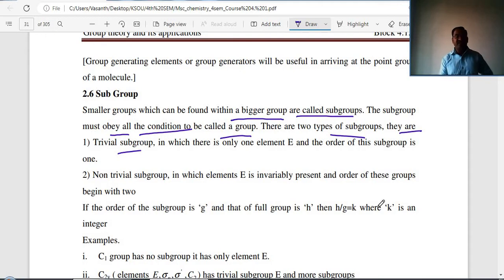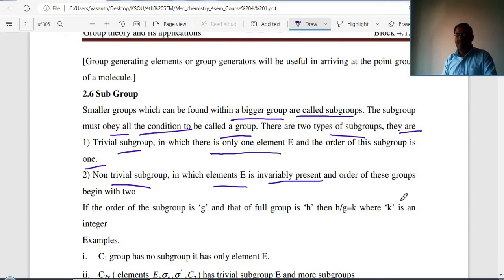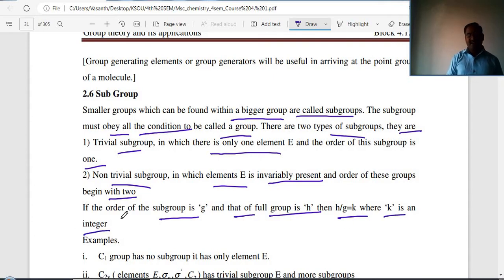Trivial subgroups are those in which there is only one element, E, and the order of the group is 1. Non-trivial subgroups always contain the element E, and the order of these groups begins with 2. If the order of the subgroup is Z and that of the full group is H, then H by Z is equal to K, where K is an integer.